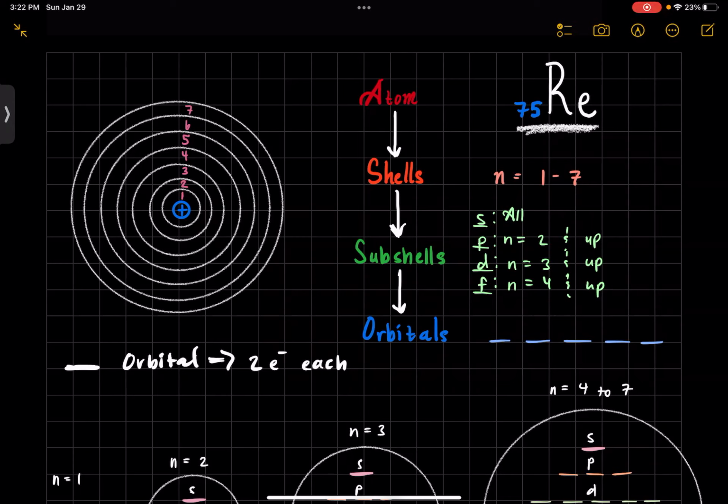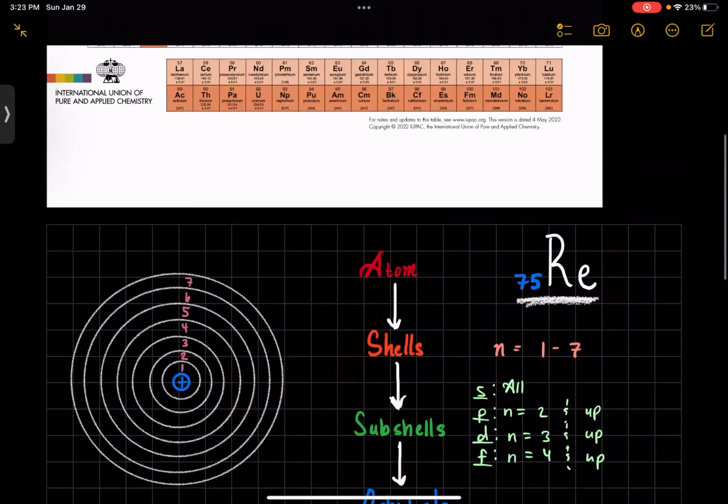Shells are subdivided into subshells. There are 4 types of subshells, the S, P, D, and F. S subshells can hold 2 electrons, P subshells can hold 6 electrons, D subshells can hold 10, and F subshells can hold 14.